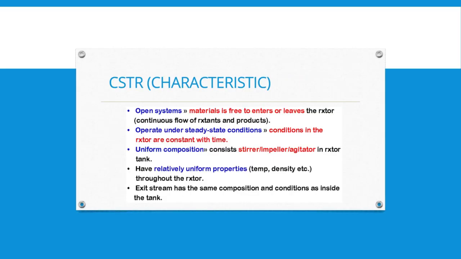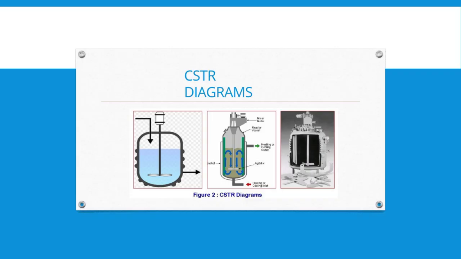Continuously stirred tank reactor or CSTR operates as an open system where material is free to enter and leave the reactor. The process operates under steady-state configuration where conditions within the reactor such as temperature and density are constant with time. Compositions at the outlet and inlet are also similar.